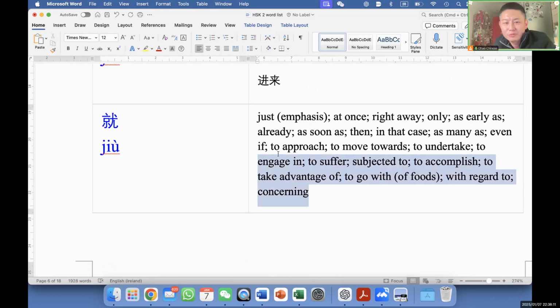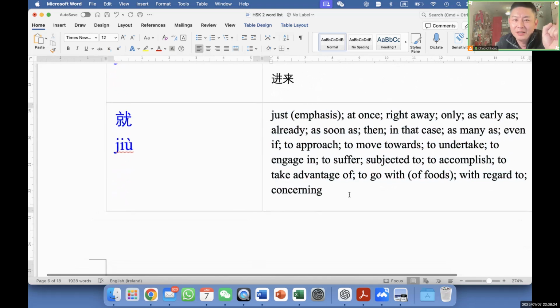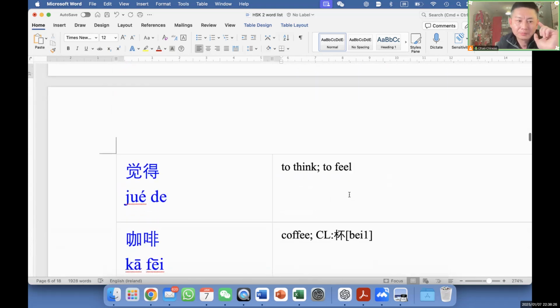I don't recommend you to really read this. Okay? This doesn't make any sense. It makes sense, of course, but it's hard to actually use this word to get the meaning. Read a lot of sentences with 就 in it, then it might be easier for you to get the meaning.